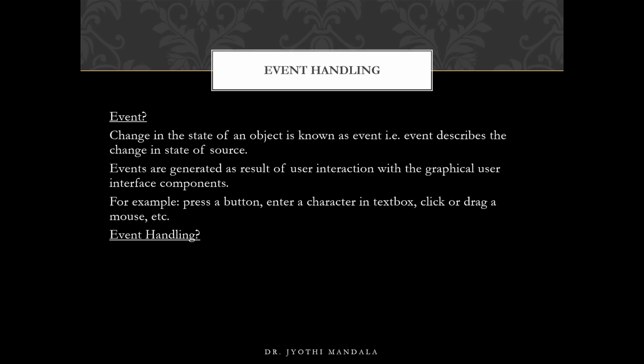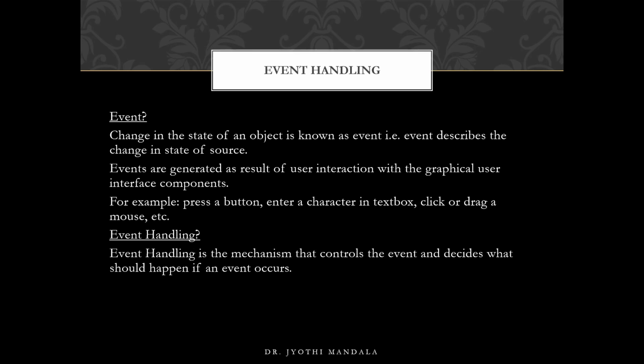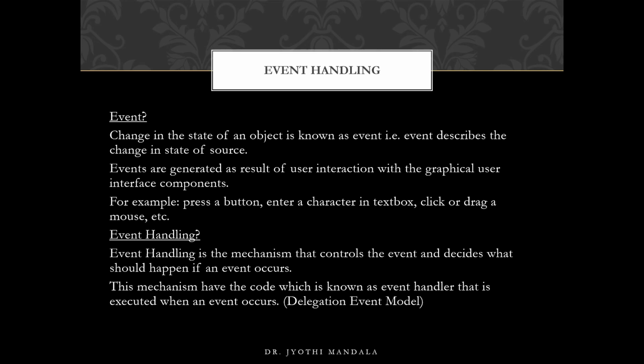Now whenever an event is generated, there will be some mechanism that decides what should happen when an event occurs. I'm repeating once again. Let us consider a simple example: whenever you click on a button, you want to generate one message. Clicking on the button is the event, and the code that you write to display this message whenever this event occurs is called the event handler. Got it, all of you? So event handling is a mechanism that controls the event and decides what has to happen once an event has occurred.